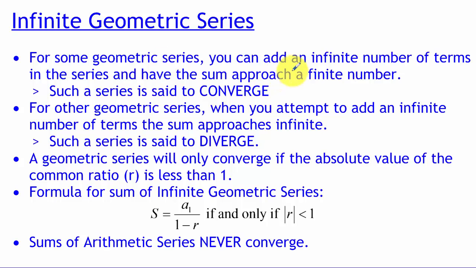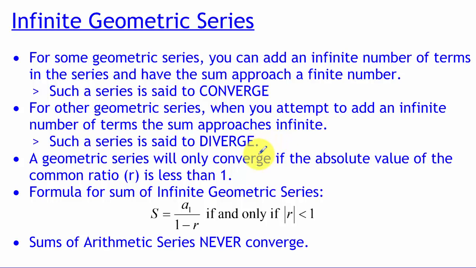For some geometric series, we can add an infinite number of terms, but have the answer approach a finite number, a fixed number. It's a little weird that we can add up an infinite number of numbers and have the sum be a finite number. Series that have those properties are said to converge. Other geometric series, if we try to add up all the terms, the result you get will be infinity. And in this case, that type of series is called a divergent series, or we say that it diverges.